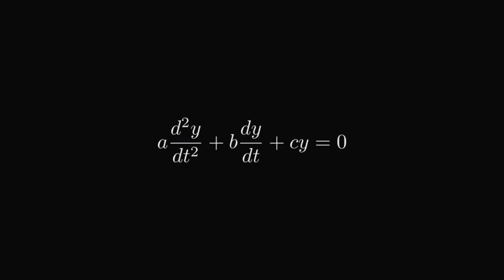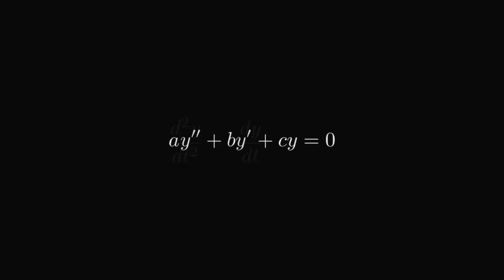Today we are tackling one of the most fundamental topics in differential equations. Second order linear homogeneous ordinary differential equations with constant coefficients. This is a mouthful, but looking at the equation makes it clearer. We have ay double prime plus by prime plus cy equals 0. The coefficients a, b and c are just constants. The homogeneous part simply means the right side is equal to 0.